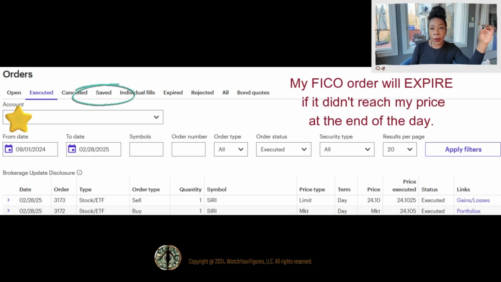Now, your saved orders, sometimes you can just save it. You may say, hey, I want to do 540. You're not ready to put it in right now. You've got all your numbers in. You know what your profit's going to be, but you're just going to save it and wait till later on. Those would be your saved ones. Nothing's going to happen till you execute them.